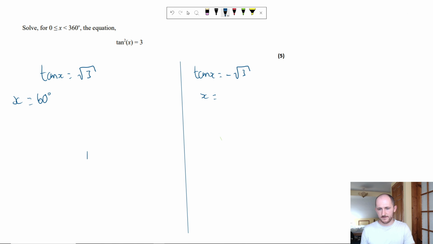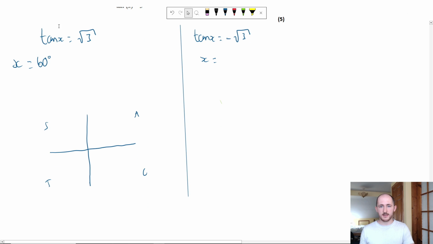Let's draw our little CAST diagram. Draw it down here. C, A, S, and T. Now, we have a positive answer, so let's draw our lines where tan is positive, which is in A and T. And we have 60 degrees, which is positive, so we're going to start from here.